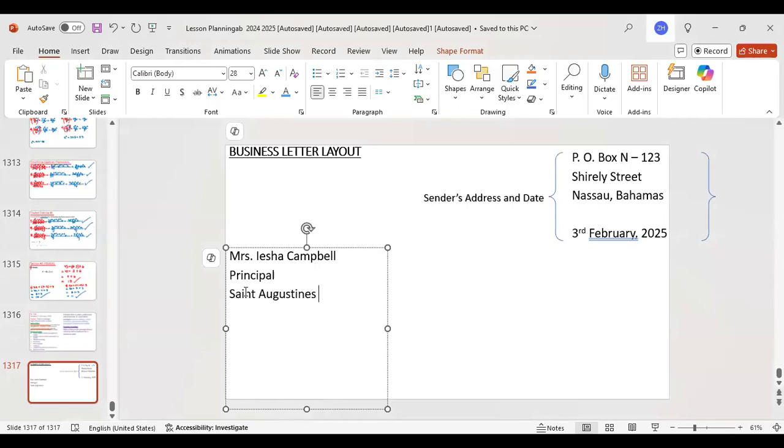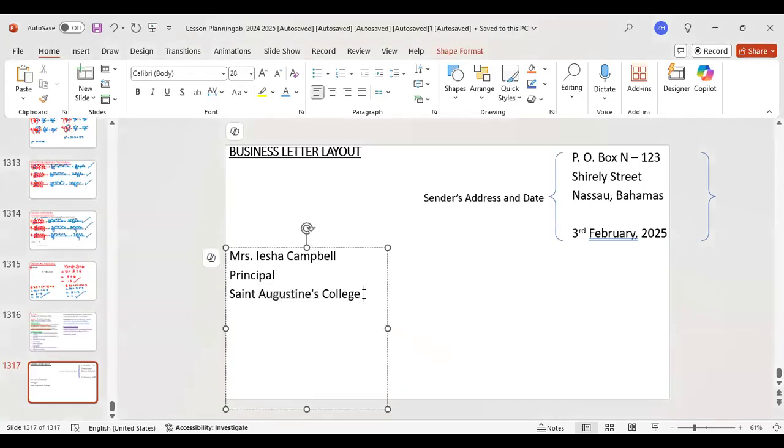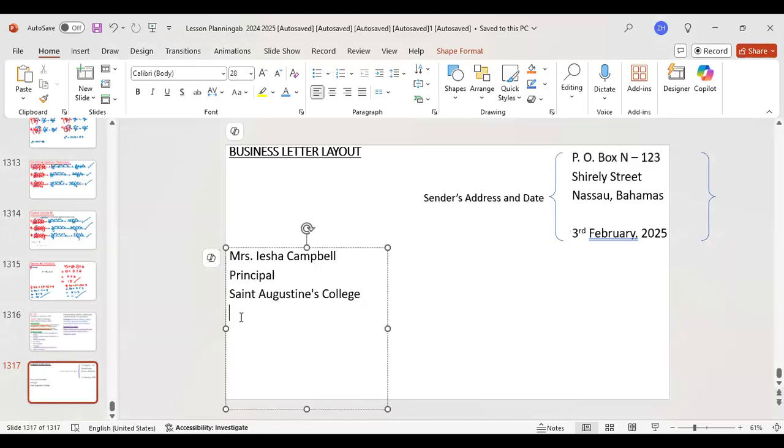Excuse me, Mr. Petit, did you say how many spaces to skip before you add that next address? 2. St. Augustine's College. This is how you spell your school name. Yes, sir. Okay, good. And then what else we need? We need the P.O. Box. So PO Box, let's do 321. Easy.